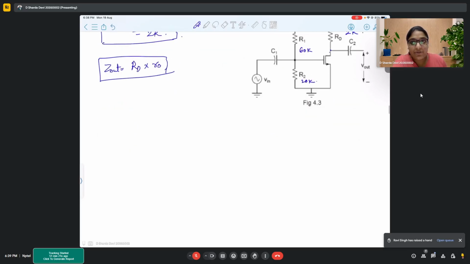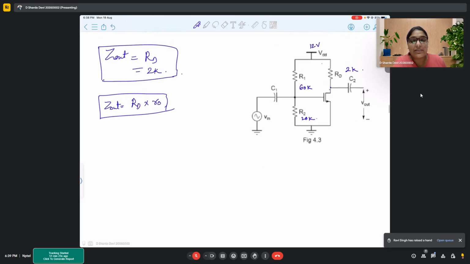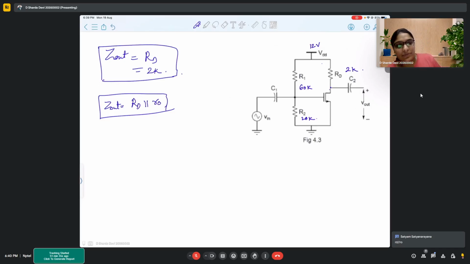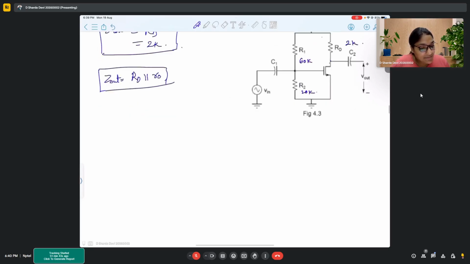With R naught present, should it not be RD parallel R naught? Oh, yeah, RD parallel R naught. So they will come in parallel, both of them. Yes, because they will come in parallel.